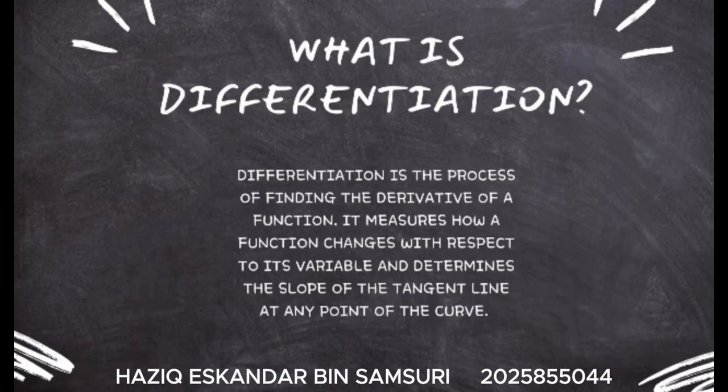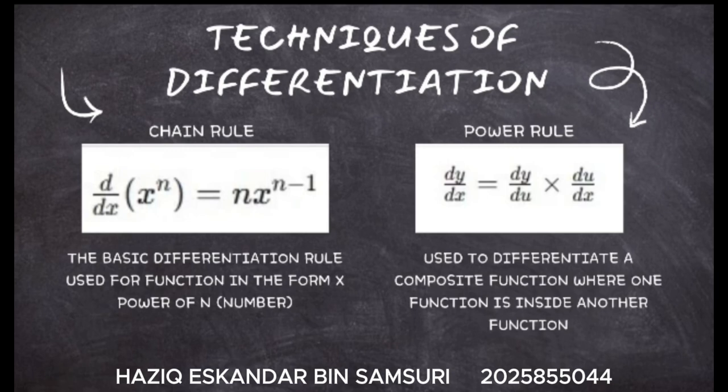Now, what is differentiation? Differentiation is the process of finding the derivative of a function. It measures how a function changes with respect to its variable and determines the slope of the tangent line at any point of the curve. There are many techniques of differentiation. I will explain it one by one. So the first one is chain rule.